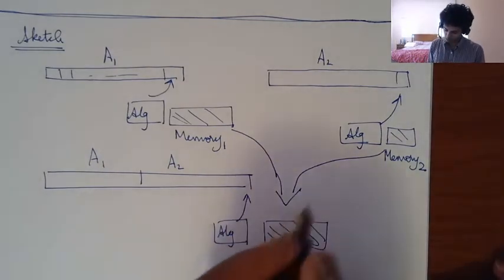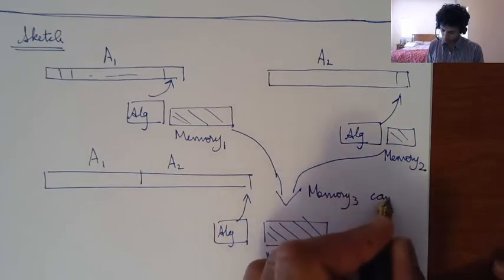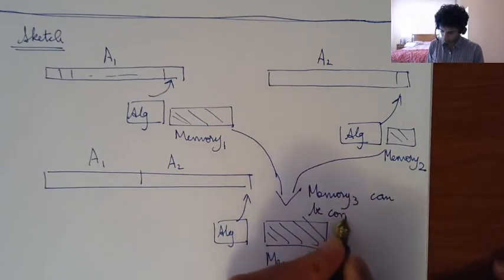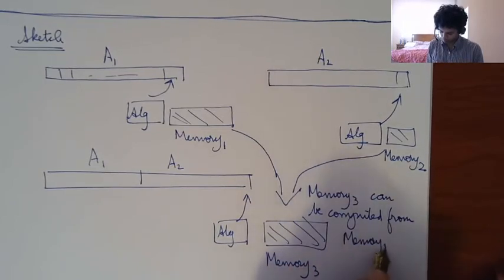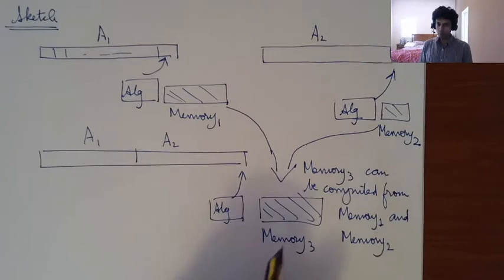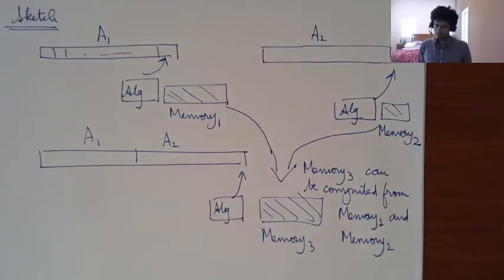So this memory 3 can be computed from memory 1 and memory 2. That's what it means to be a sketch. Does that make sense? Yeah, thanks. Are there any questions about what a sketch means?